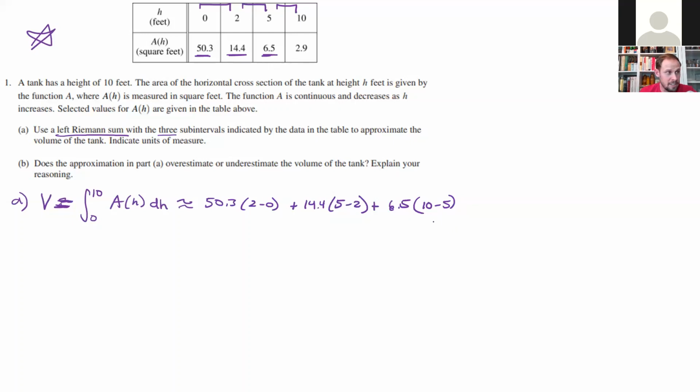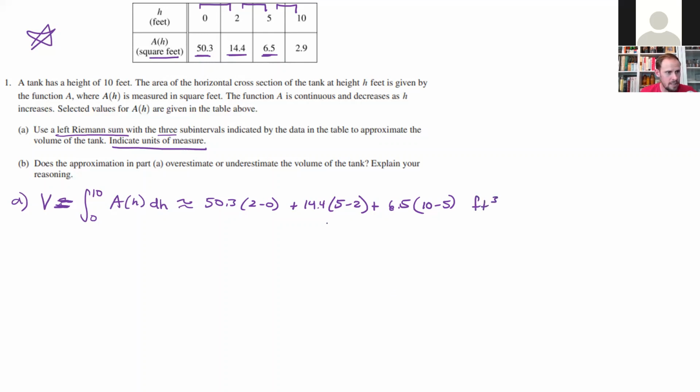And honestly, that's enough right there, but we do need units of measure. So these are square feet, and this dh would give us another feet. In other words, we have area here, we're integrating, we're getting volume, so we should know that volume is cubic units. So this should be feet cubed.